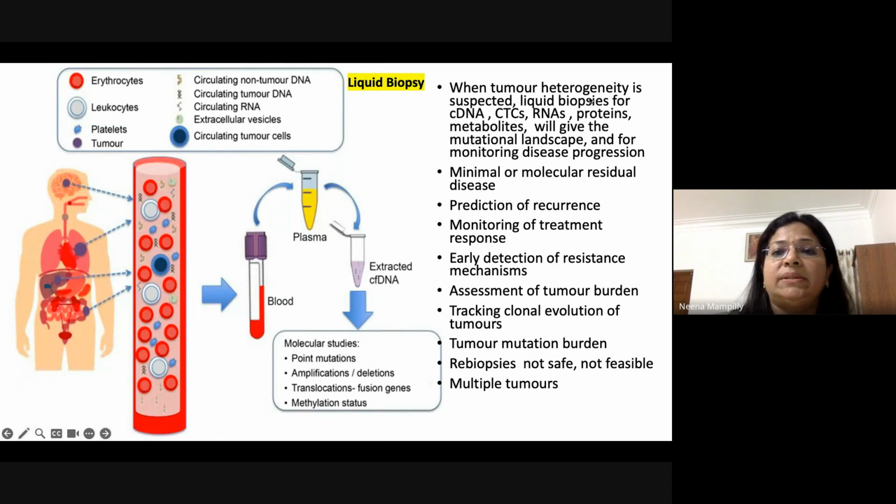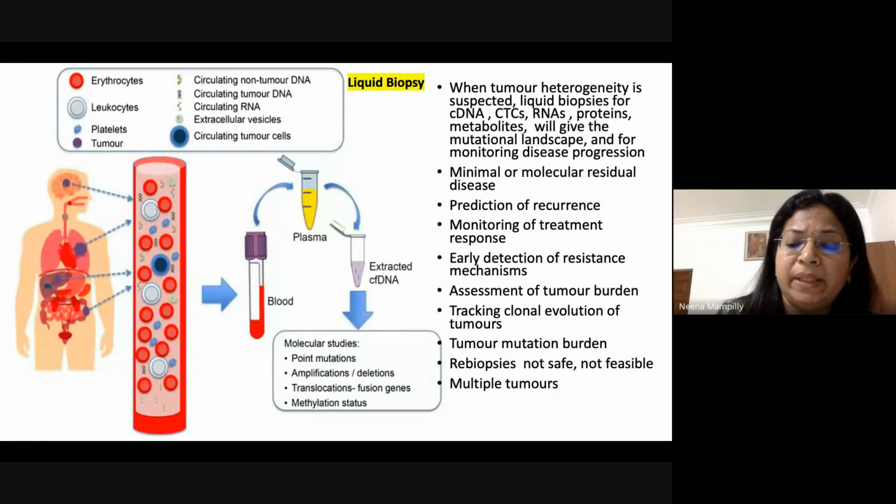So when do you do these liquid biopsies? When tumor heterogeneity is suspected, because it gives the entire mutational landscape instead of a one-time biopsy. It's very useful for monitoring disease progression, for minimal or molecular residual disease, prediction of recurrence, monitoring of treatment response, early detection of resistance mechanisms, assessment of tumor burden, tracking clonal evolution of tumors, tumor mutation burden, when rebiopsies are not safe or not feasible, and when there are multiple tumors. Now, liquid biopsies are routinely being done in lung carcinomas, pancreatic carcinomas, and also breast carcinomas, and in lung carcinomas they are well validated.